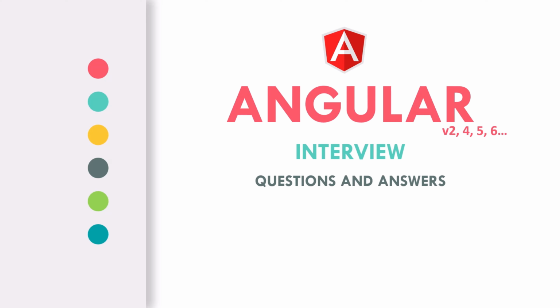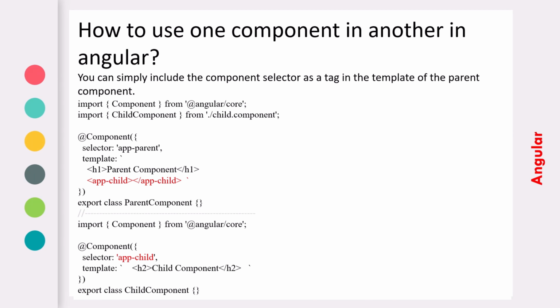How to use one component in another component in Angular? We can simply include the component selector as a tag in the template of the parent component. Let's say we have a parent.component.ts file which contains the following code. In this code, we are importing the child component and using it in the template of the parent component. This is a template and we are using it in the parent component by including the app-child tag.